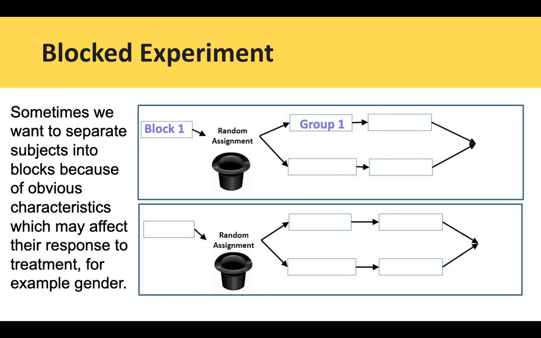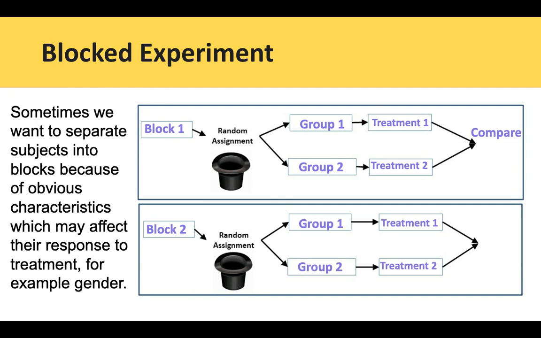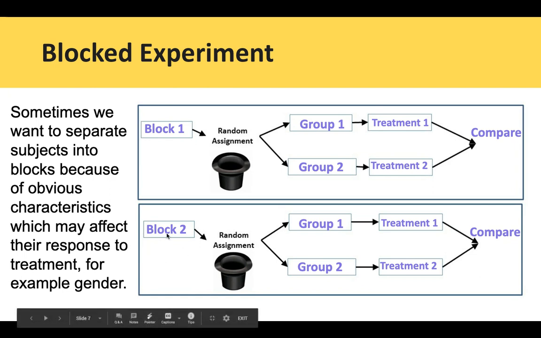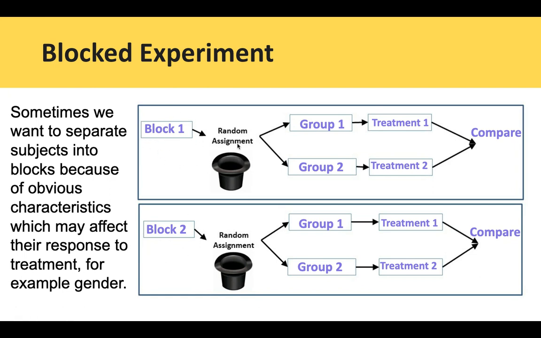So my first thing is I would have block 1 and block 2 separate. In block 1, I'm going to randomly assign my subjects to the 2 different groups, give them the 2 different treatments, and then compare the results in that one block. And then in my second block, I'm going to randomly assign the 2 different groups to the 2 different treatments, and then compare the results in that block. So block 1 might be all the males, and block 2 might be all the females. I'm going to randomly assign all my males to the 2 different treatments and compare the results among the males. I'm going to randomly assign my females to the 2 different treatments and then compare the results at the end.